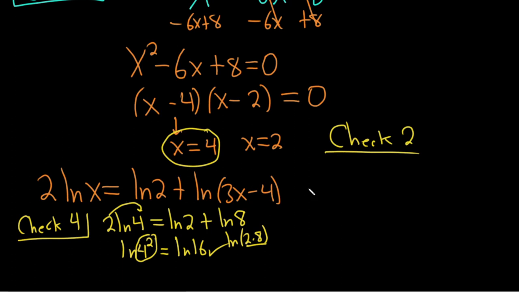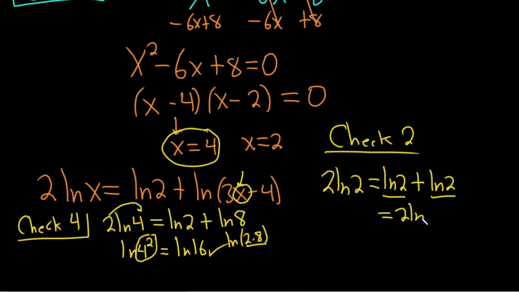So checking 2, on the left-hand side, we'll have 2 ln 2. On the right-hand side, we have ln 2 plus, putting a 2 here for the x is going to give us 3 times 2, which is 6. 6 minus 4 is 2. So we have the natural log of 2 plus the natural log of 2, which means we have 2 of them. And so, wow, that also checks. So in this example, both of them were actually solutions.